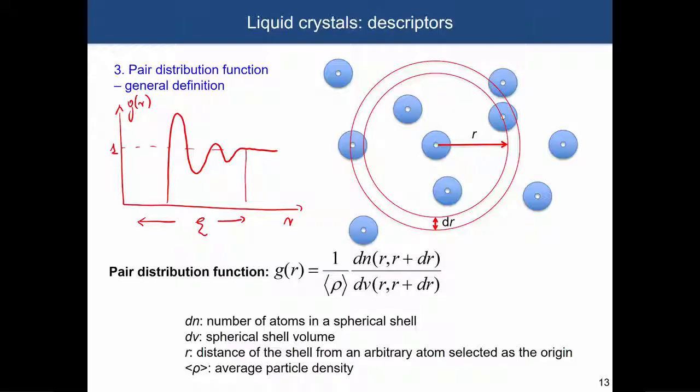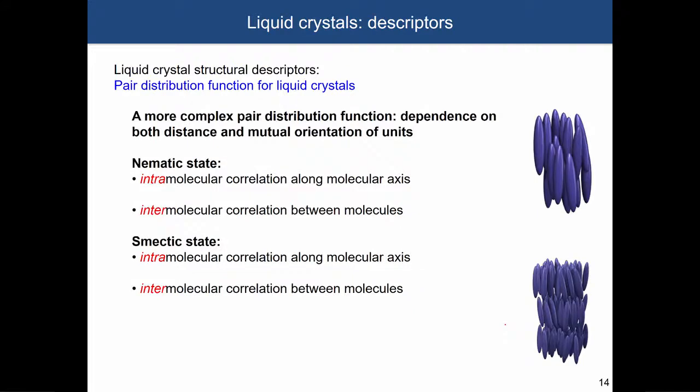So again, we can apply this and assume that, instead of individual atoms in this picture, I have very elongated molecules that form my liquid crystalline material. So the question is, how would the pair distribution function, namely this correlation distance, look if you have these liquid crystalline materials? Here you have to distinguish between intramolecular and intermolecular.